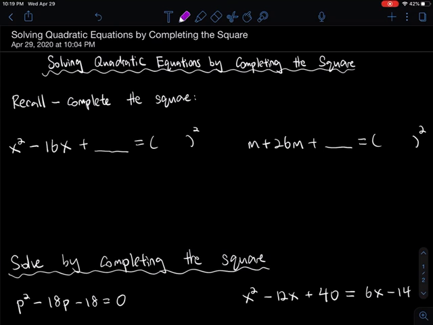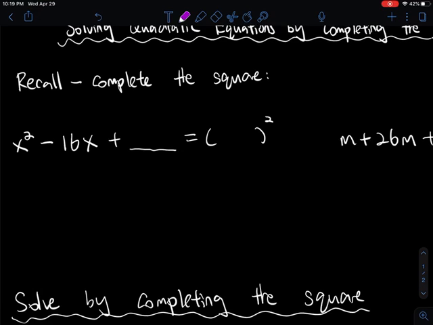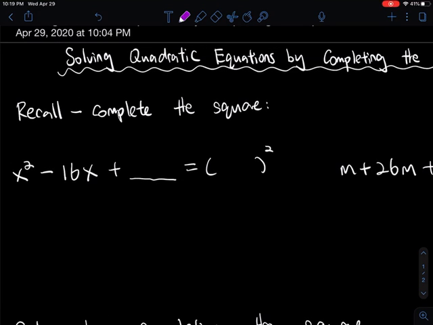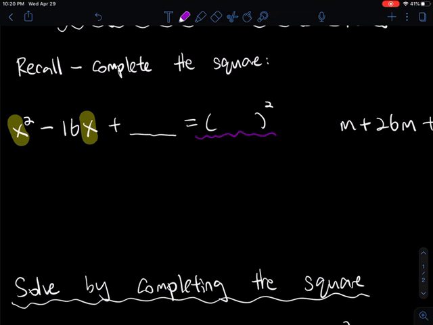Okay, so let's first recall from last time how we can complete the square. So we have x squared minus 16x plus blank, and then we want to write that in the form where it's something squared. That's why it's called complete the square. Right now we have the variable in two places, x squared and the 16x, but we only want to put it into one place so that when we're solving, we can use solving by undoing.